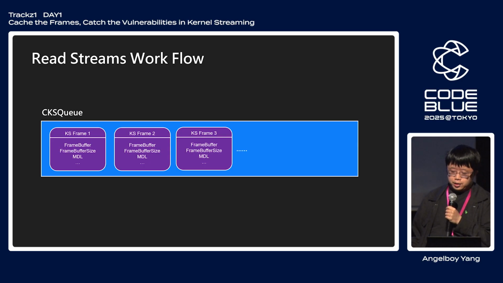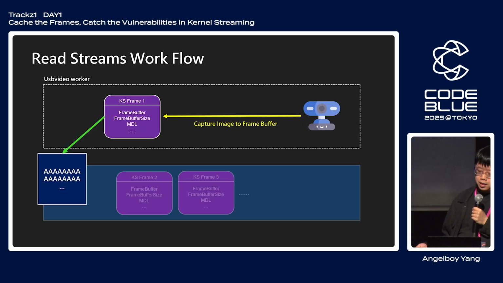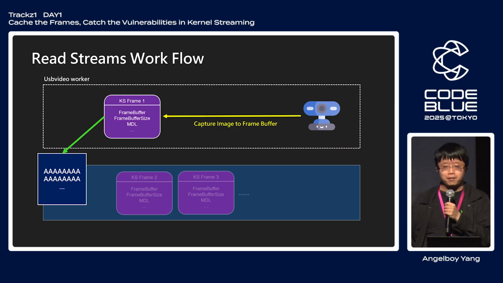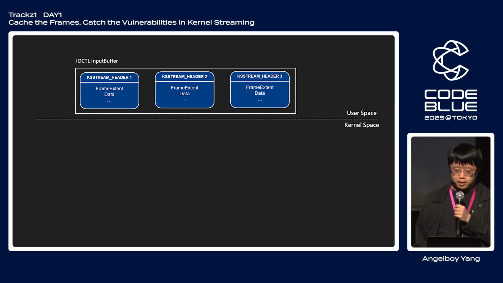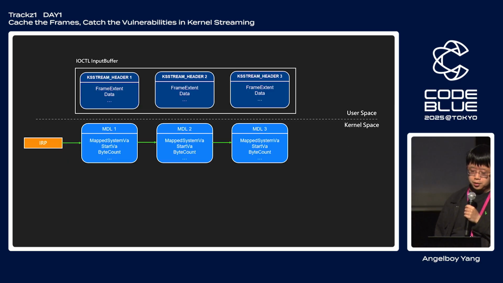Then the KS frame is placed into the queue, waiting to be filled with data. Next, the KS worker pulls a KS frame from the queue and begins capturing image data from the device into the corresponding frame buffer. By the way, we can request multiple frames at once, not just a single frame.